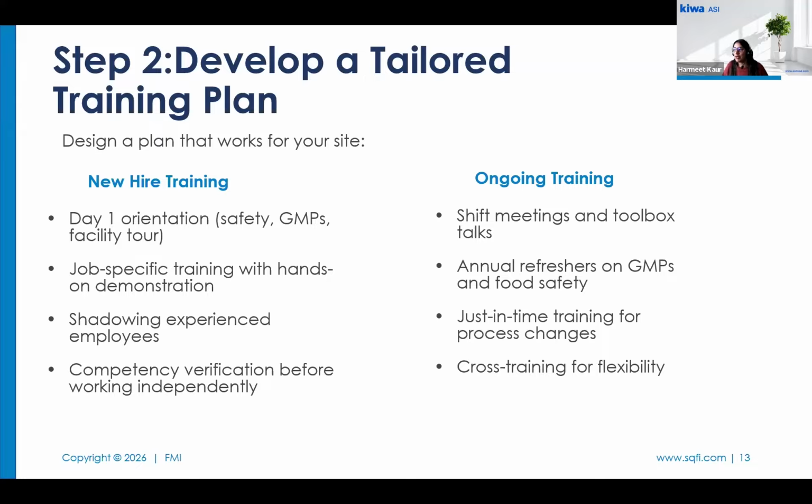So for ongoing training, use what works in your manufacturing environment, of course, storage and distribution, also packaging. Pre-shift meetings and toolbox talks are perfect for reinforcing your key concepts. Annual refreshers, I'm sure you all do annual refreshers on the GMPs and food safety, keep skills sharp. Just-in-time training when there's a process or product change ensures everyone is prepared. And of course, my favorite is cross training, which builds flexibility in your workforce while reinforcing your food safety principles. The key is to make this training fit your operation and not disrupt it, right?